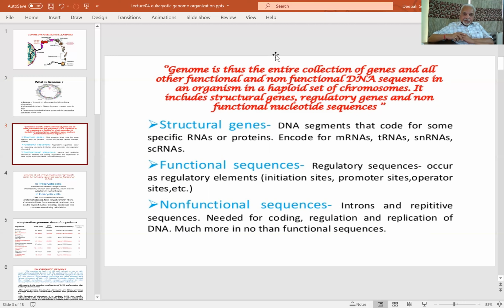Then, functional sequences, which don't code for a protein, but they are important, like regulatory sequences, promoter genes, and operator sites. Now, they are also part of the genome and gene, and these are the sequences which are responsible for regulating the expression of genes in a eukaryotic cell. Why is this required? Today, we know that the entire genome of a cell does not express itself all the time in all the cell types. It's only a very tiny part of the genome which expresses itself in a specific cell type.